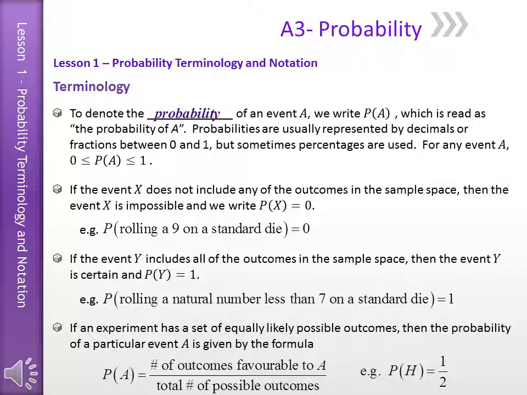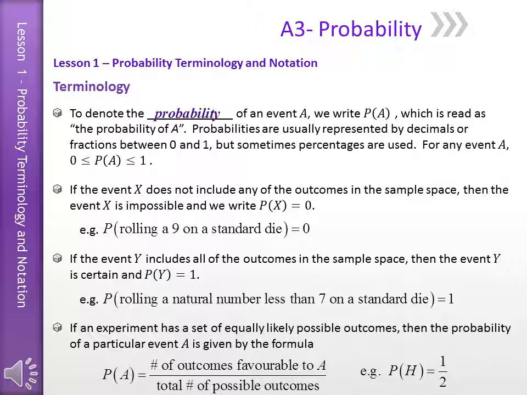If the event X does not include any of the outcomes in the sample space, then the event X is impossible, and we would write the probability of X equals 0. For example, the probability of rolling a 9 on a standard die equals 0. If the event Y includes all of the outcomes in the sample space, then the event Y is a certainty, and the probability of Y equals 1. For example, the probability of rolling a natural number less than 7 on a standard die would be 1.